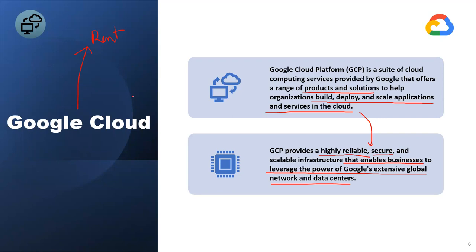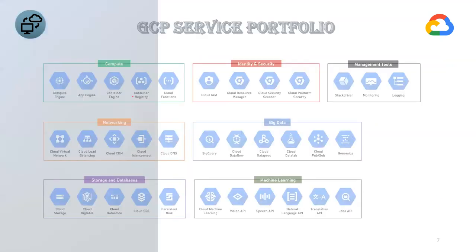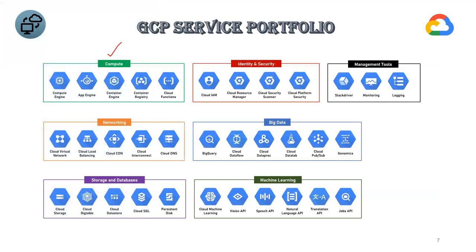So that is what Google Cloud Platform is. Google Cloud Platform provides you plenty of services. It provides you computing services, identity and security services, management tools, networking tools, big data tools, storage and database services, and machine learning services. I might have given you only a small set, guys. You have more than 200 products and services. Sorry, more than 2000 products and solutions are available in the Google Cloud Platform.